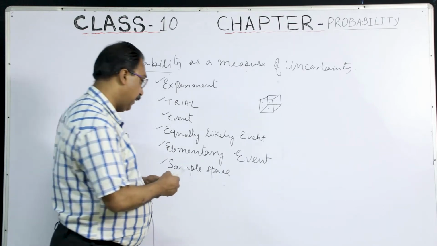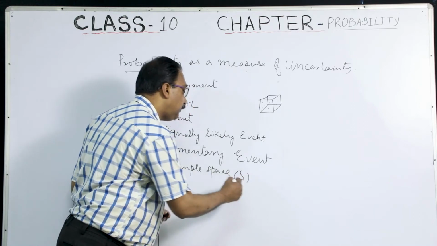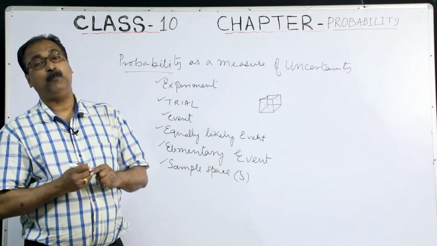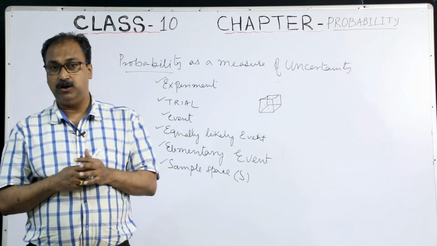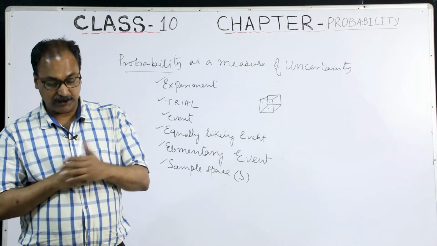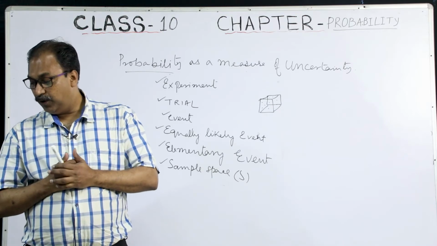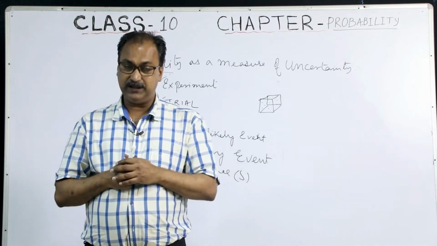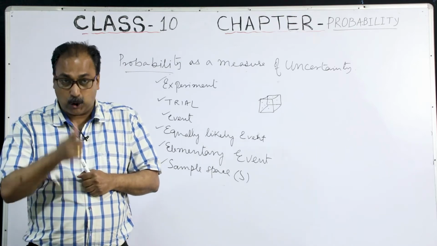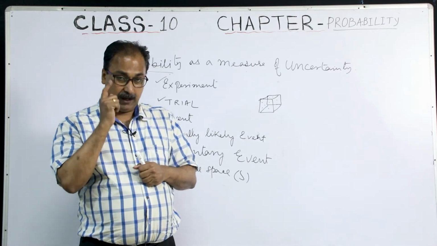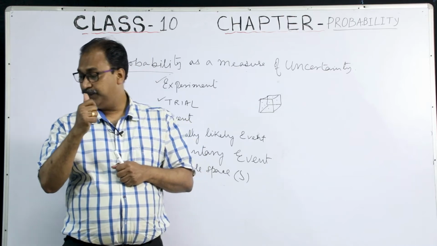We denote it by S. That's nothing but all possible outcomes. The set of all possible outcomes is called the sample space. Clear? Now, for instance, I will give you some instances. Number 1, a fair coin is tossed.